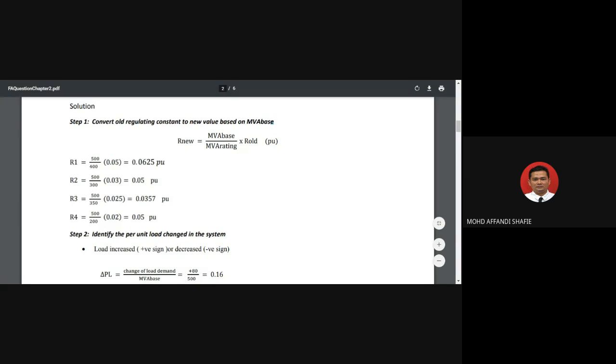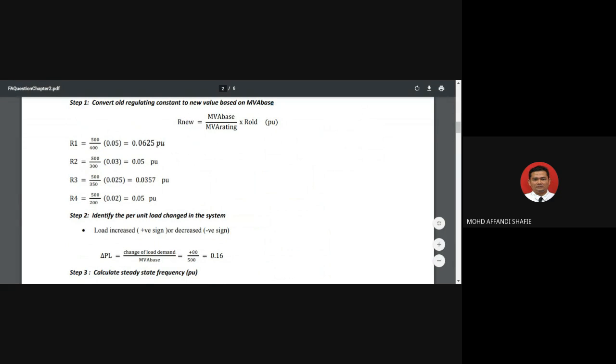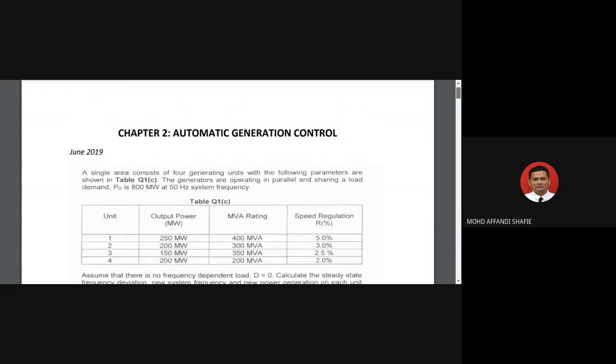So MVA base. So R1, 500 divided by MVA rating R1. Berapa R1? R1 400. Okay, 400, 300, 350, 200. So you just apply this formula to calculate the new value of speed regulation. Ni, speed regulation R.